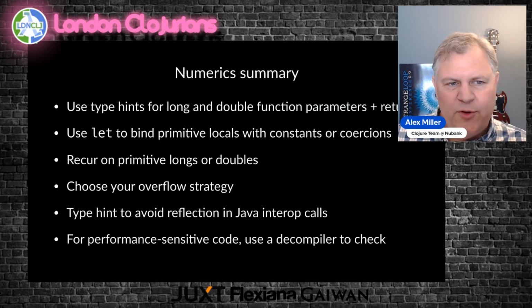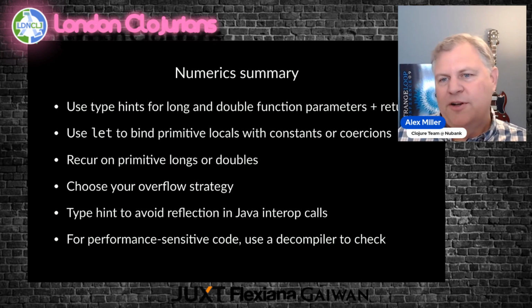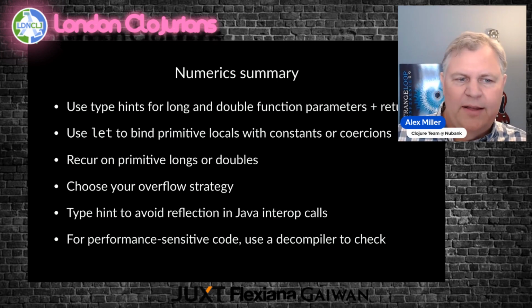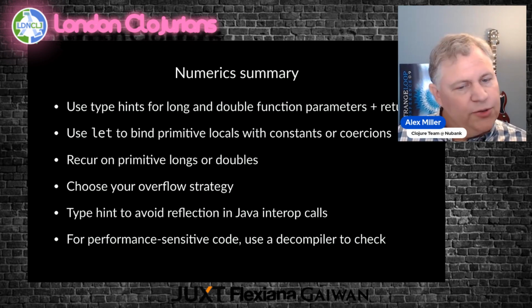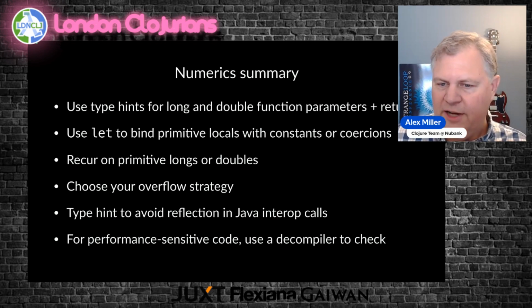So, a summary of the numeric stuff. Use type hints for long and double function parameters and return. Use let to bind primitive locals using either constants, coercions, return values, type inference, all that stuff. Recur only on primitive longs or doubles. Choose your overflow strategy carefully. I would recommend, if you're using unchecked math, to use the unchecked operations so that you know what you're getting out of that.